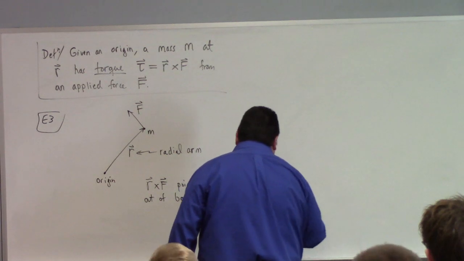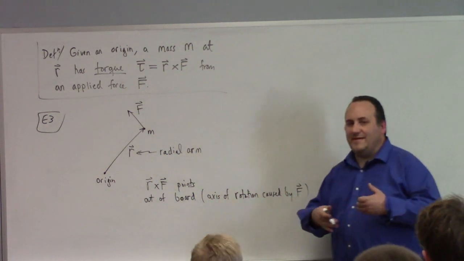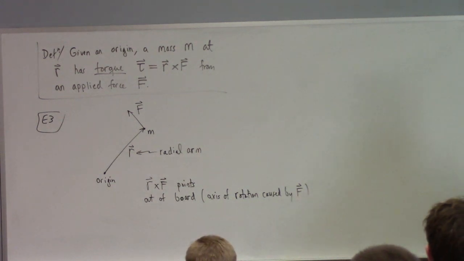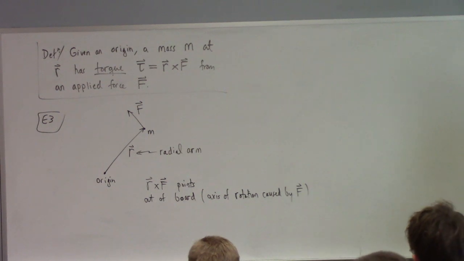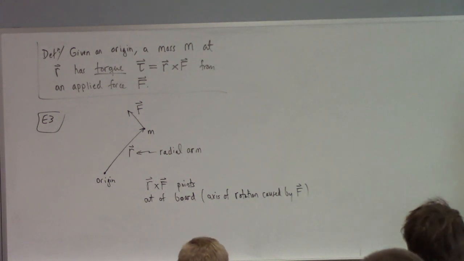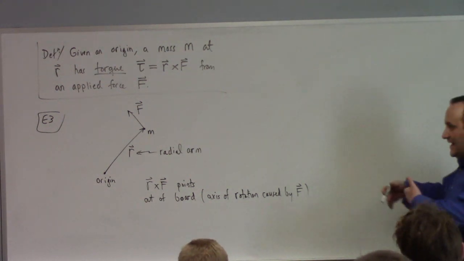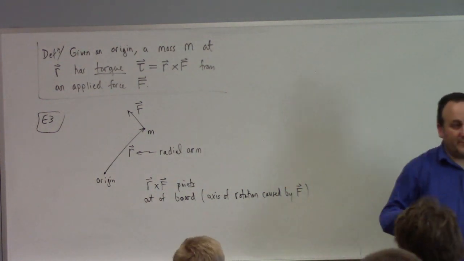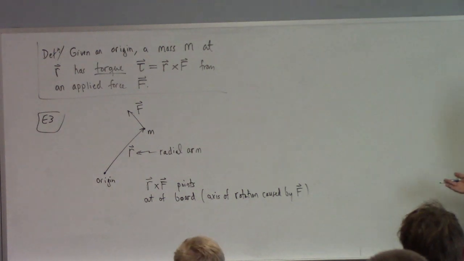Now, I should be clear. I'm not saying that rotation has to actually happen, because there could be other forces implied. There could be more than just this force, so the net torque would be a sum of the torques of all the different forces at play. But if this was the net force, then there would be rotation, right?